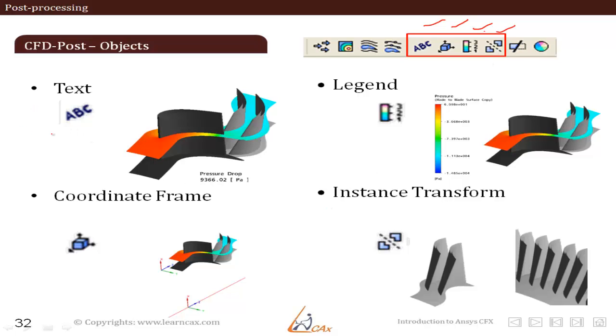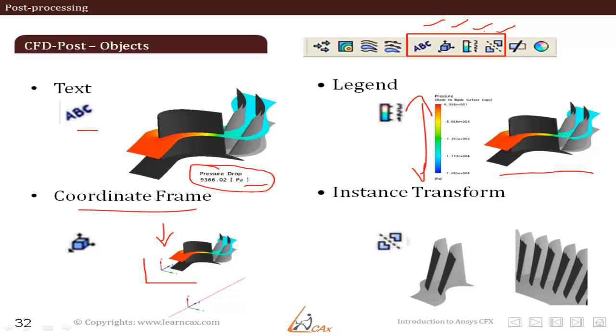So what does text mean? Text means we can attach a text with the plot or display that or the contour or post-processing object that we have created, as shown here when we click on this icon. Coordinate frame is we can view the coordinate frame along with the display of post-processing object. Legends, we can change the settings of these legends, or we can view these legends along with the plot that we have created or the post-processing result that we have created. Instance transform means we can actually transform some part of the view that we have created separately to show the details of it.